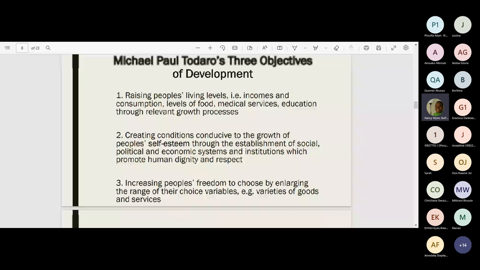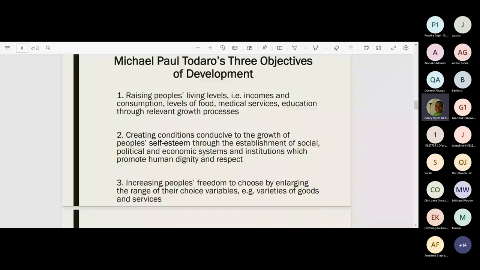Increasing people's freedom to choose by enlarging the range of their choices. It's not by enlarging their choices, no, but the range, the options from which they can choose, make it plenty. So the person perhaps completes school, the system is such that if they don't want to do book long, they can still do so by going into vocations or technical training or stuff like that. Look up to point two, friends, we'll link it. It will be something that will not hurt their self-esteem.